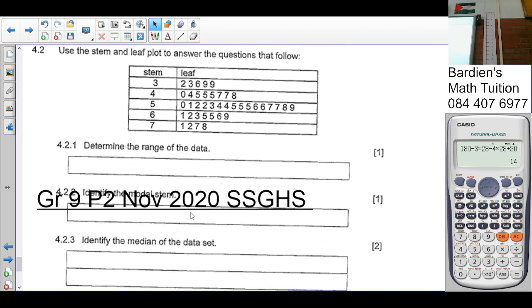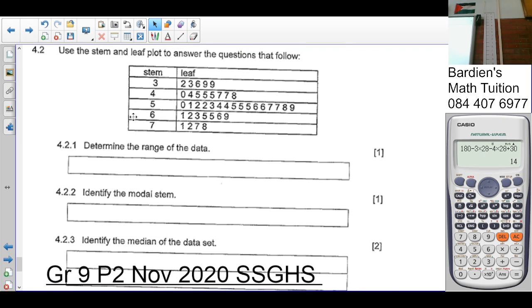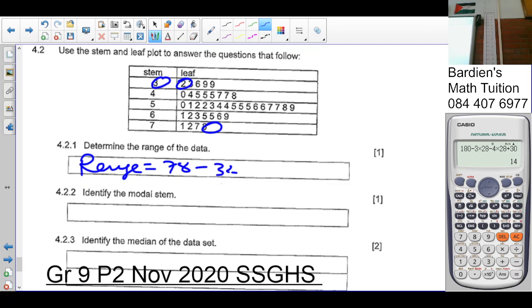In 4.2, we are told to use the stem and leaf plot to answer. You see now there's a stem and leaf. Is this an ordered or an unordered stem and leaf plot? Ordered. So the numbers are in order. Not so? So the first question says determine the range. What's the range? The highest minus the lowest. So it's going to be 78 minus 32. Which gives me an answer?